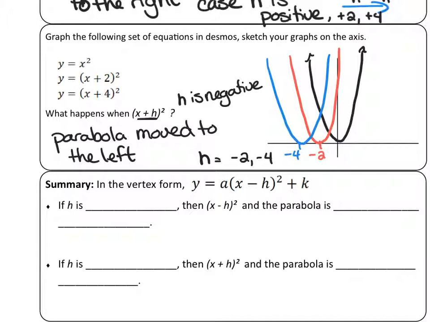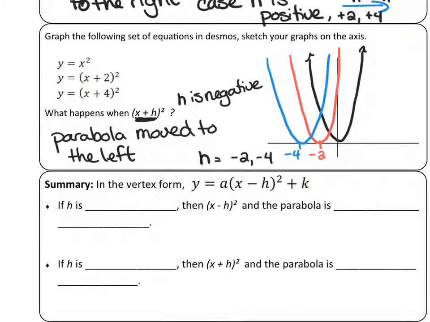So h is kind of that little bit more complicated one where it actually does the opposite of what you think it's going to do. k moved it up and down. If it was positive, it went up. If it was negative, it went down. But in this case, if h is positive, it looks like x minus h, but it's really positive. And for this one, x plus h, h is actually negative because it moved it into the negative direction.